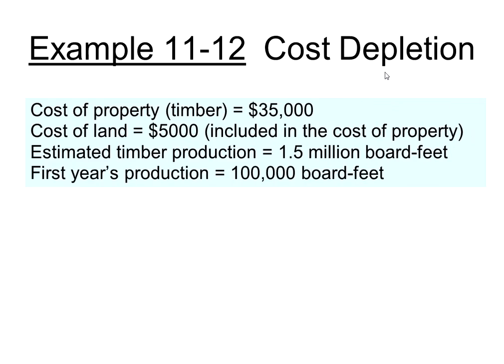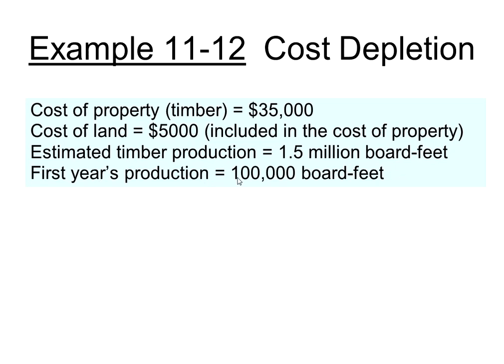Now first let's take a look at the cost depletion method. We have the cost of property, which is timber, and we have $35,000 as the cost of property. We have the cost of land, which was $5,000. It's included in the cost of property. So remember, we cannot depreciate the land, because it has an indefinite life. So we have to subtract this 5,000 from 35,000, so it only gives us 30,000. And the estimated timber production is 1.5 million board feet.